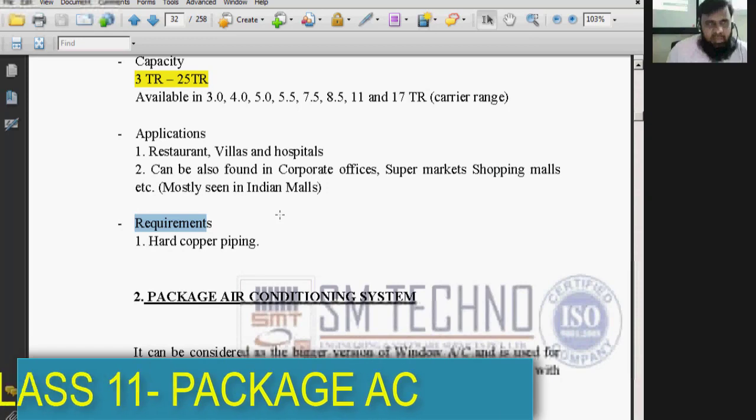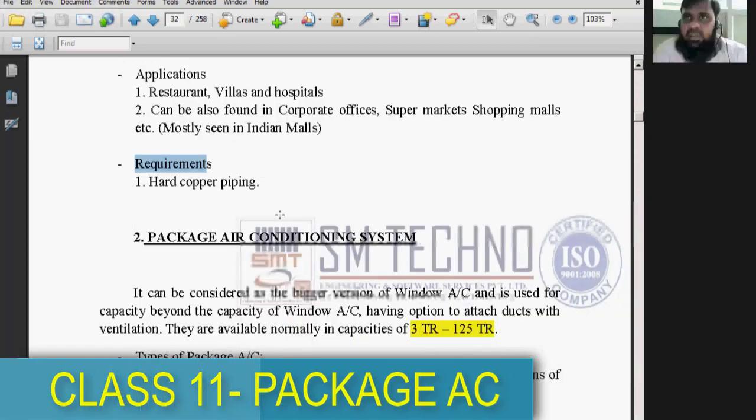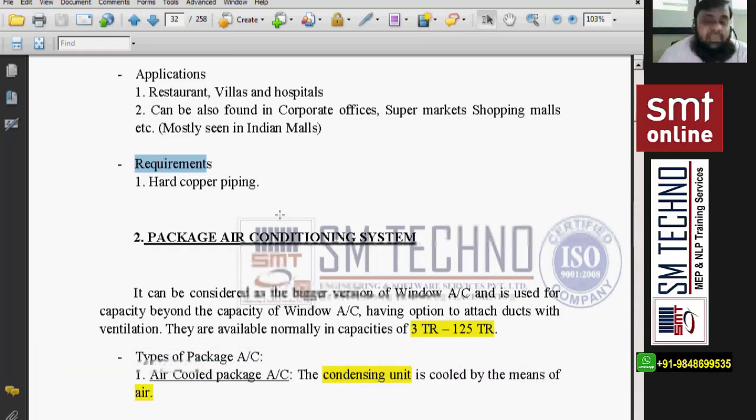Next we have package. Just now we discussed ductable split, and we consider ductable split a bigger version of split. Similarly, you can consider the package a bigger version of window. Package means all the components in one unit. Even the window can be called a small package, but we are not calling it that. Window is window, but technically the window is also a small package, because in a window you'll find all the components in one unit.